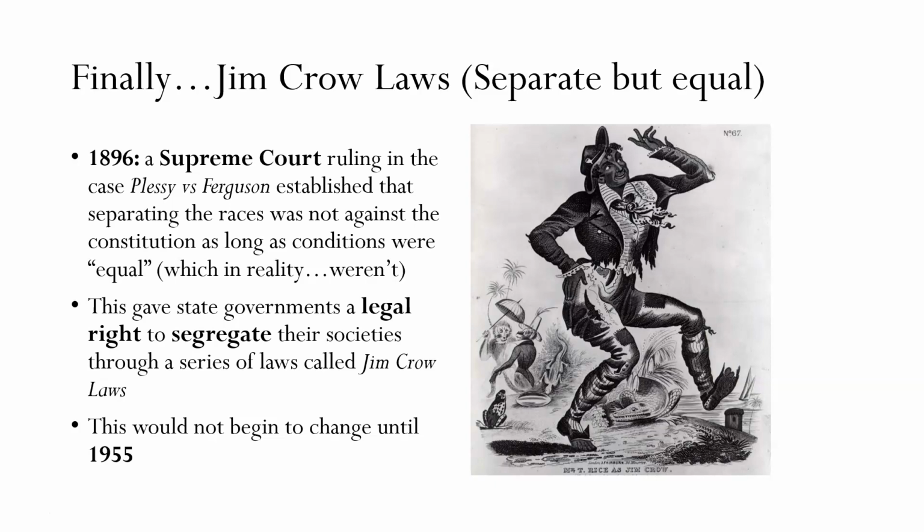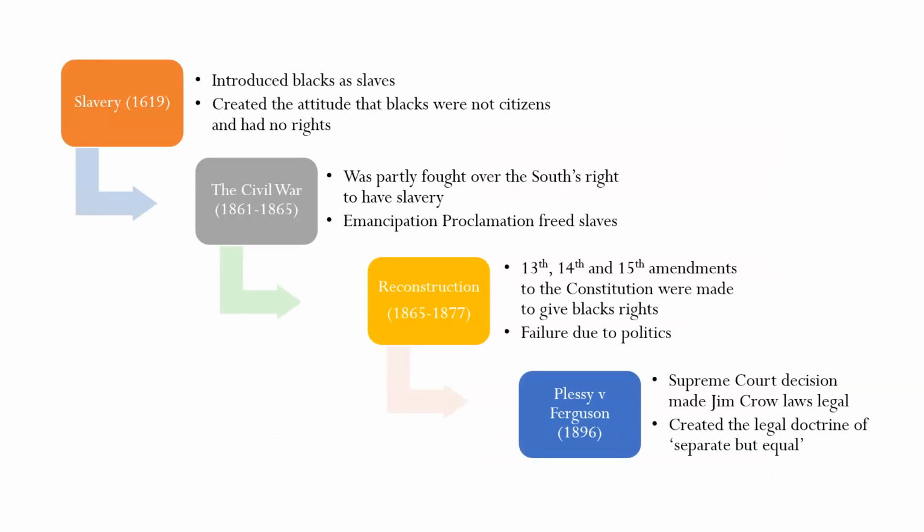What the court case did was it gave state governments a legal right to segregate the societies. And this would not really change until 1955, so a good 60 years later. So to summarize, you can see here on this slide, you might want to pause it. This is a summary of the 4 different events, how they're linked together, and how it ended up with legal segregation. So I hope that was informative for you, just a brief overview.